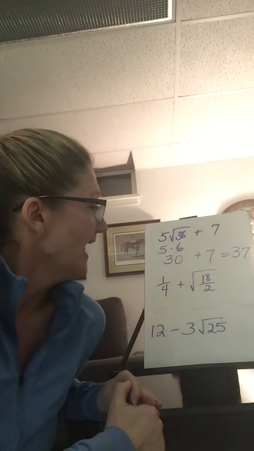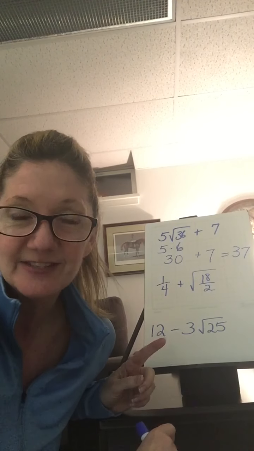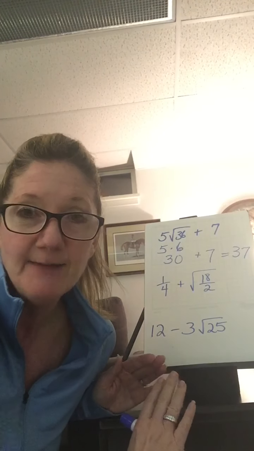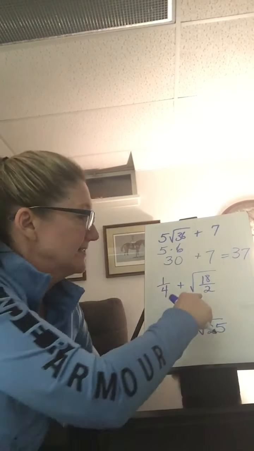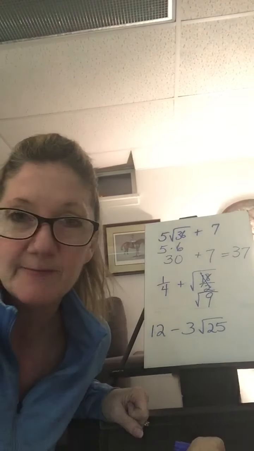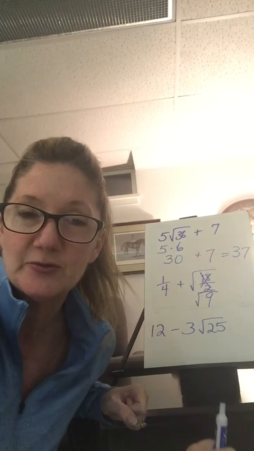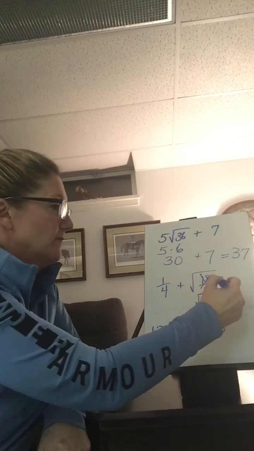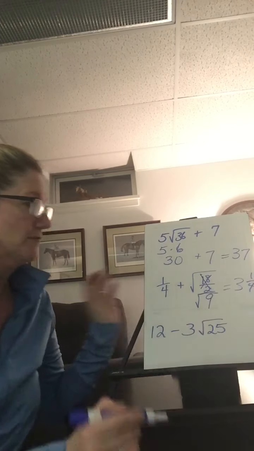Okay, if you look at 18 halves, you can just reduce 18 halves to 9. It doesn't mean I found the square root of anything yet. I'm just renaming what's inside of here. So I'm just going to rename this as 9. And the square root symbol is still there because 9 means the same as 18 halves. Okay? And now you know that the square root of 9 is 3. So we just take 3 plus 1/4, and the answer is 3 1/4.